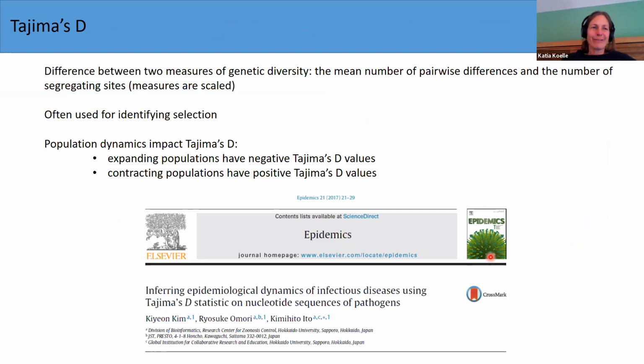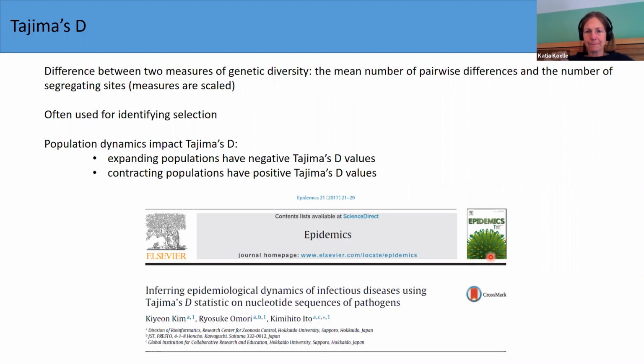So just as a refresher, Tajima's D is the difference between two measures of genetic diversity: pi, the mean number of pairwise differences, and the number of segregating sites. It's often used for identifying selection, but it's well known that under neutrality, population dynamics also impact Tajima's D, right? Expanding populations have negative values of Tajima's D, and populations that are contracting in size have positive values of Tajima's D.